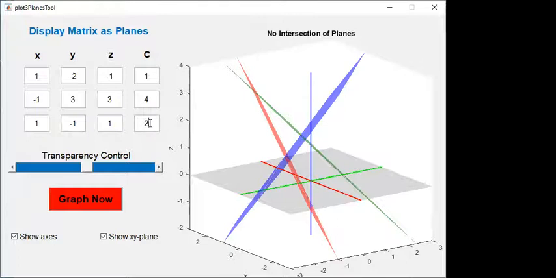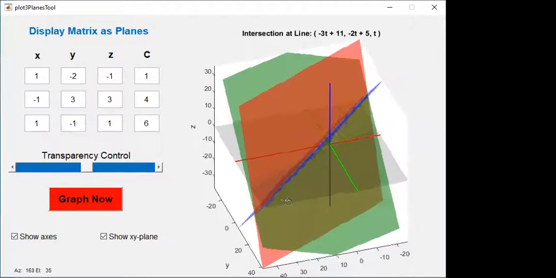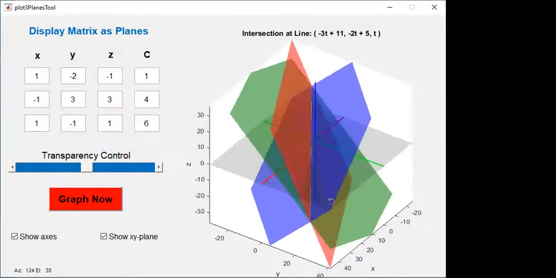But when we throw that 6 in there, there are an infinite number of places where we can be on all three planes. And that's a line that must be described parametrically in 3D space.